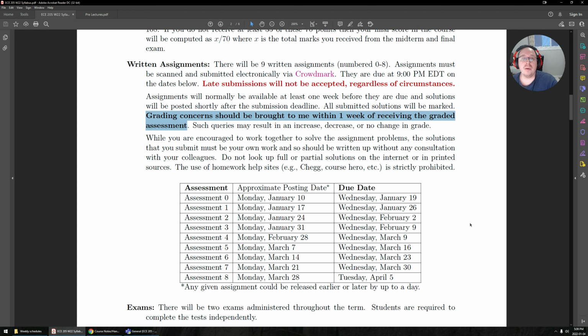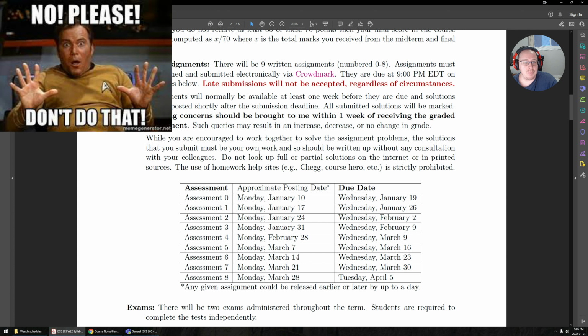Also, before submitting a remark request, make sure you check the common errors that will be uploaded to Learn, just to make sure that your concern isn't one of those common errors. If you do make one of those common errors, don't send me an email for a remark request, but you can ask on Piazza why that was a common error, and then everyone else can see the answers there.